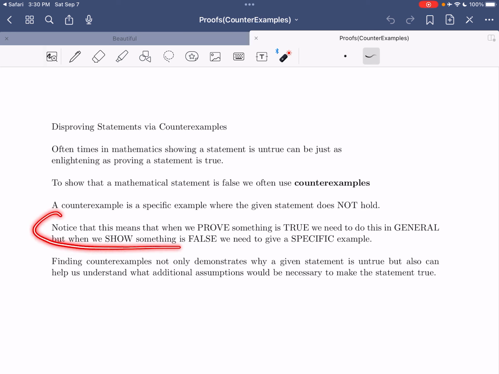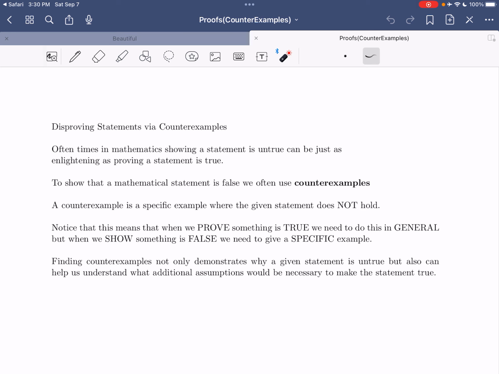So what we want to contrast here is that when we prove something is true, we're doing this in general. That's been the big thing that we've been reminding you of throughout this proof sequence. Whenever you're doing a proof, regardless of whether it's a direct proof, proof by contrapositive, contradiction, induction, doesn't matter the technique, you're always proving the statement in general. You're not allowed to prove just through a specific single example or anything like that. You need to show that whatever that statement is, it is always true.